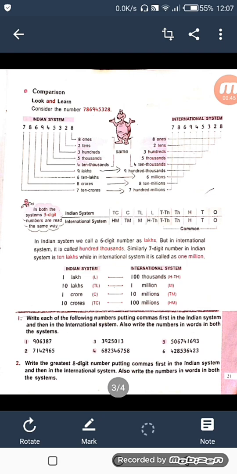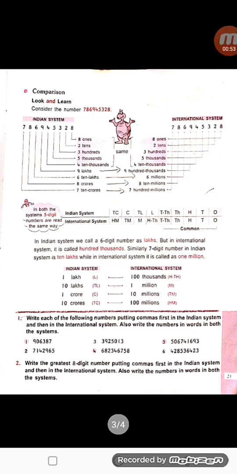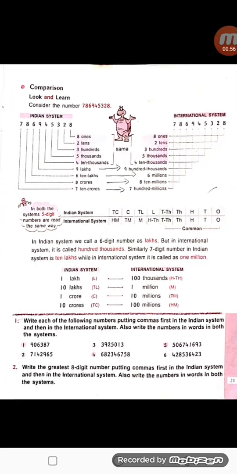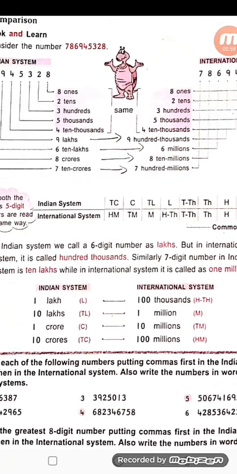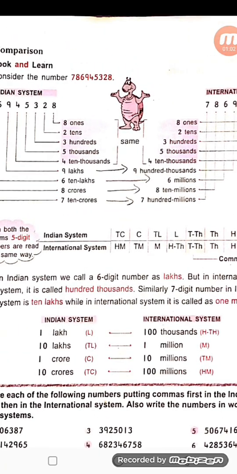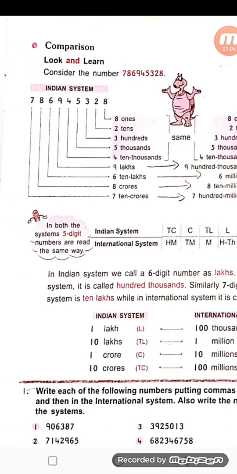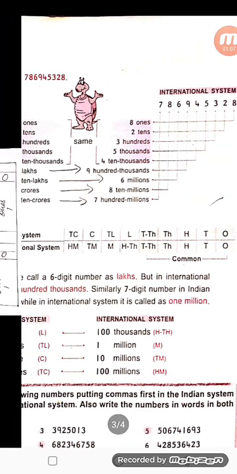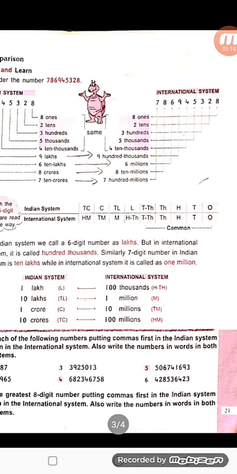On page number 21 of your book, take out page number 21. A few things are here which you should know. On the top of this page, a turtle is given, and below it there is a comparison between the Indian system and the international system. I made a chart for you so that it will be easier to understand the difference between the places and the terms used in the Indian system and the international system.